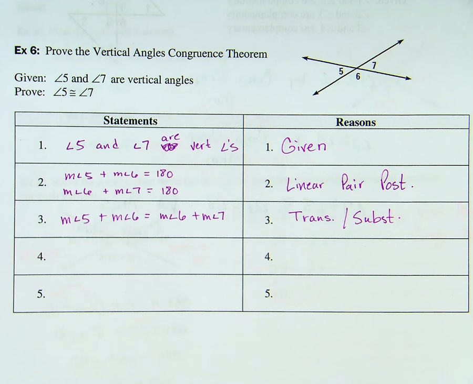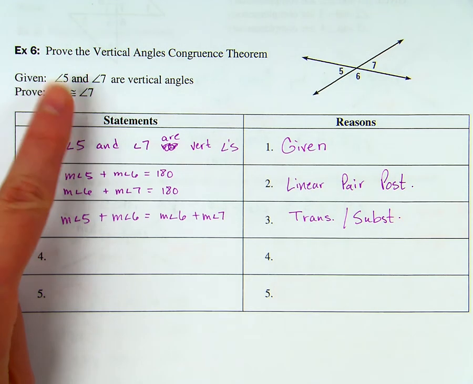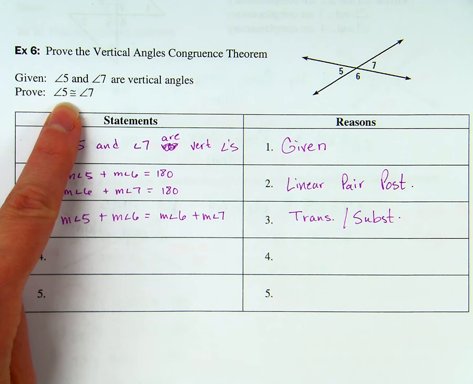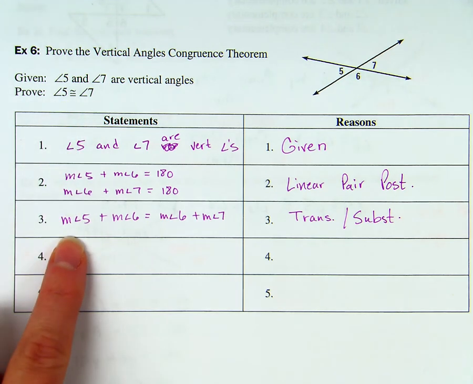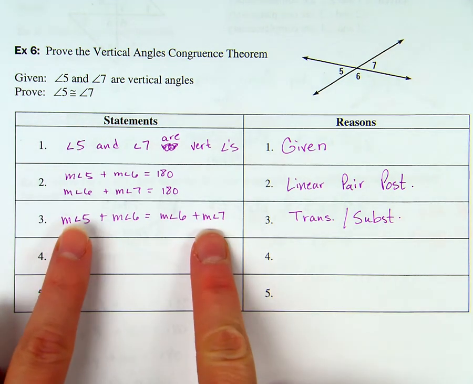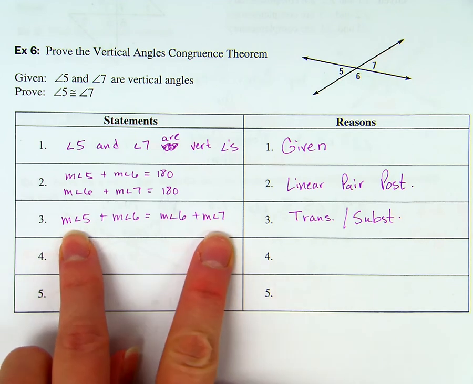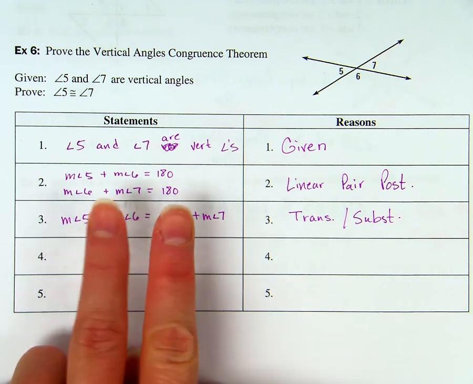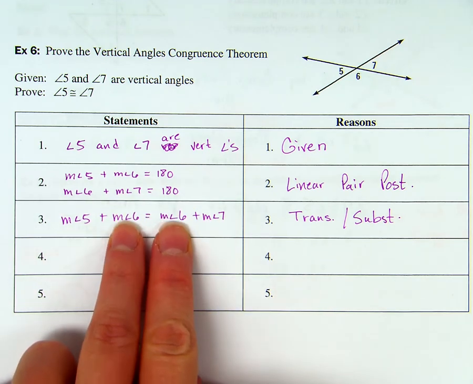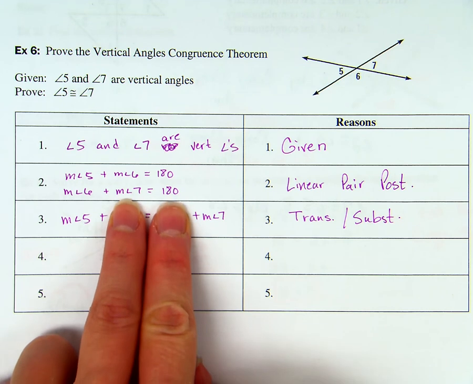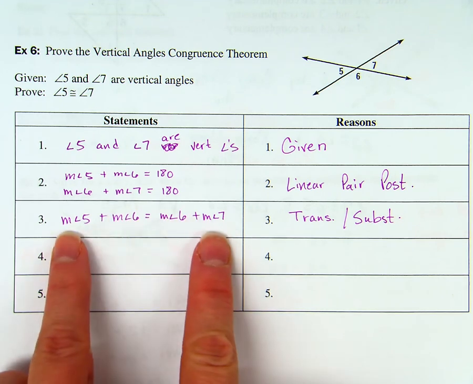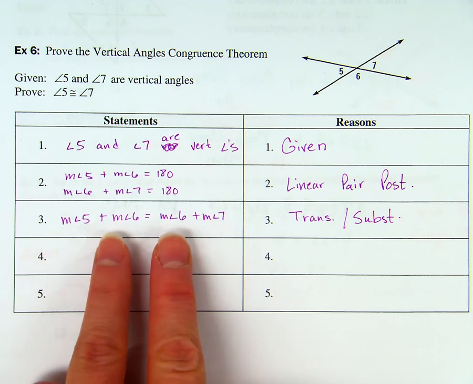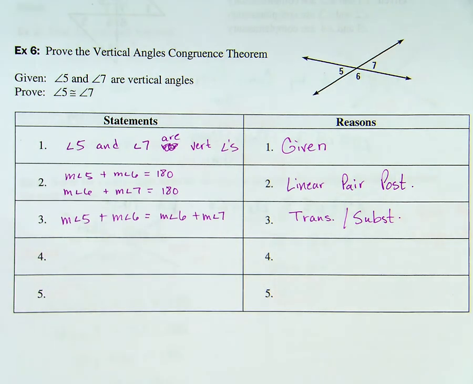To figure out what we need to do next, let's again look to our proof statement. Our goal is to get 5 and 7 to be the same. Looking at our equation, we have 5 and 7 here. The only thing that's in the way of getting them to be equal is angle 6. If we can eliminate angle 6, we can get 5 and 7 to be the same. How could we eliminate angle 6?